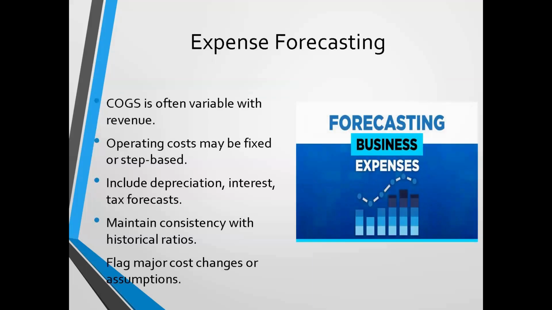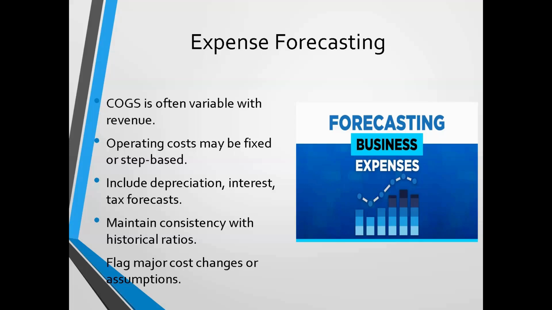Expense forecasting. COGS is often variable with revenue. Operating cost may be fixed or step-based. It includes depreciation, interest, and tax forecast. It maintains consistency with historical ratios, and flags major cost changes or assumptions.